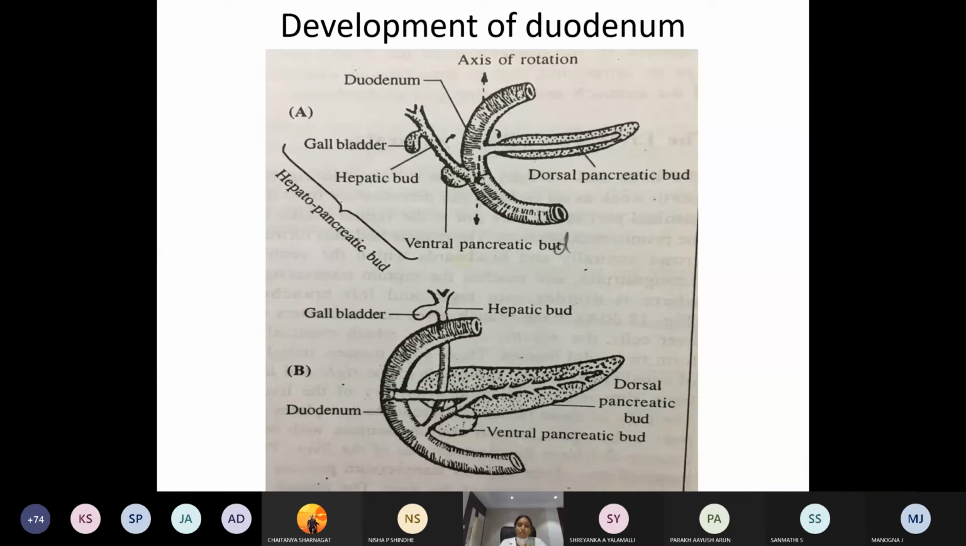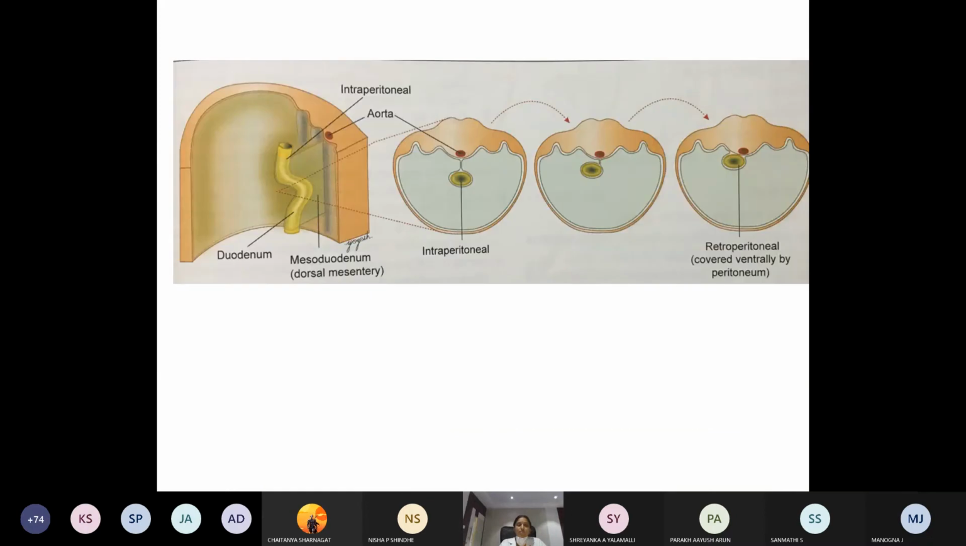We'll see what happens to the mesentery of this. See this. Initially this is the duodenum. Here it is carrying the dorsal mesentery. Do you remember, this one is the dorsal mesentery, right, attached to the posterior abdominal wall. Now what is happening here is, because of rotation, the posterior abdominal wall and the dorsal mesentery are getting absorbed. That means they will undergo zygosis. They will fuse and they disappear.